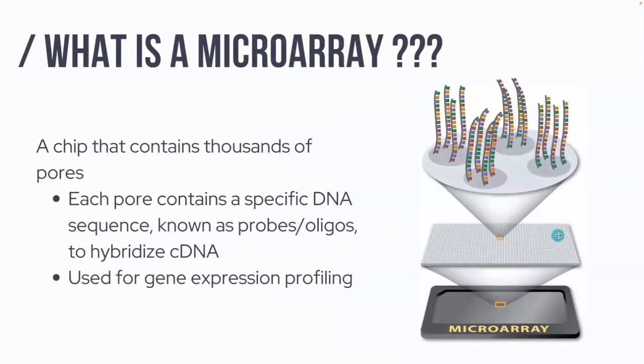All right, so we talked about exploratory data analysis, and now it's moving on to microarrays. A microarray is basically a chip that contains thousands of pores, and each pore contains a specific DNA sequence known as probes or oligos. I do want to mention that each probe has a unique type of DNA, and these DNAs typically cover a short segment of a gene. These are used to hybridize cDNAs, and I'm going to talk more about the experimental procedure on the next slide. But microarrays are more commonly used for gene expression profiling.